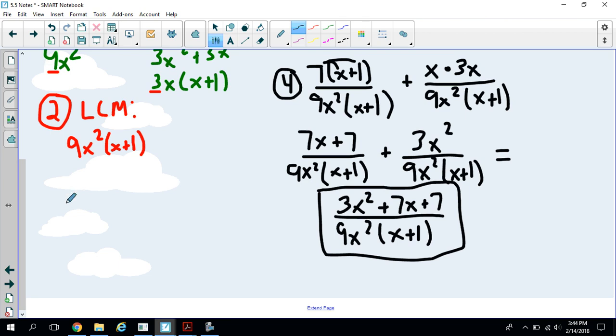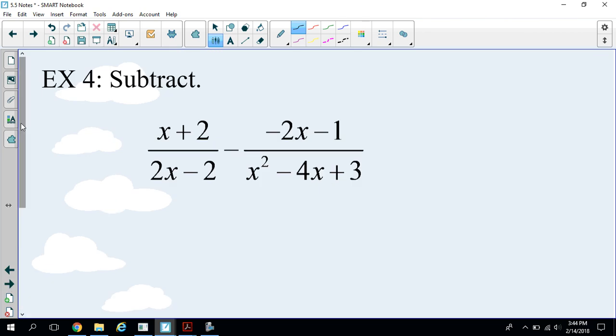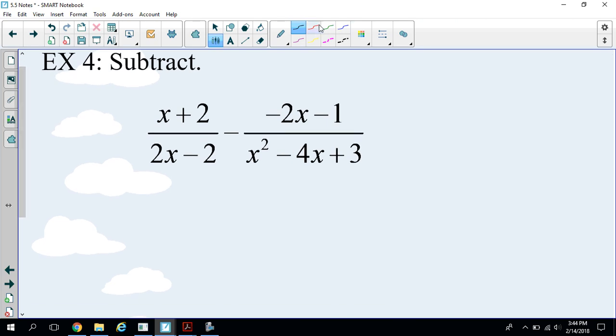Okay, now let's apply this information to when we subtract fractions. So we're going to use the same process here. We are going to subtract x plus 2 over 2x minus 2, minus negative 2x minus 1 all over x squared minus 4x plus 3. Okay, using my steps, the first step, remember, is to factor the denominator. Now, I would suggest you try to factor the denominator as well as find the least common multiple on your own, just to check that you understand this information.